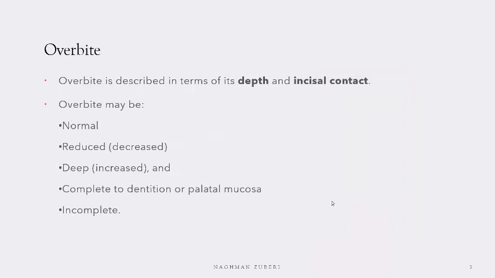Overbite is described in terms of its depth and incisal contact. Overbite could be normal. It could be reduced or decreased when the overlap is not sufficient. Or it could be deep or increased when there is a lot of overlap, more than the normal 33% or 30%. It could be complete to dentition, or it could be hitting on the palatal mucosa, or it could be an incomplete overbite.